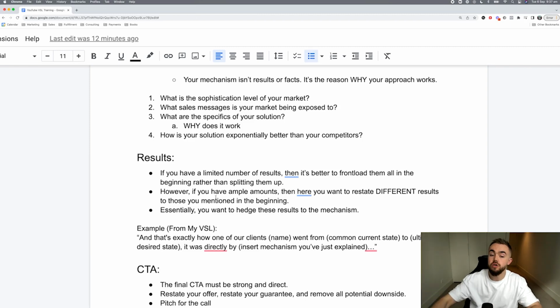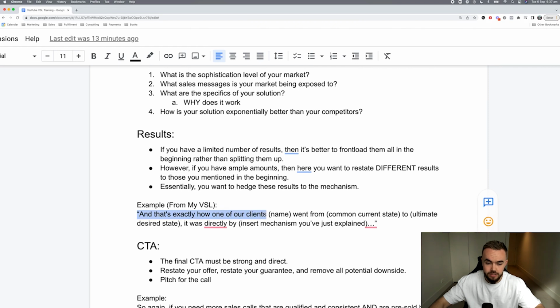Okay, and then finally, what you want to do is hedge these results to the mechanism. This is really important. The easiest way to do this is just to show you an example, okay? You want to say something along the lines of, "And that's exactly how our client's name went from common current state to ultimate desired state. It was directly by" and then insert the mechanism you just explained, okay?